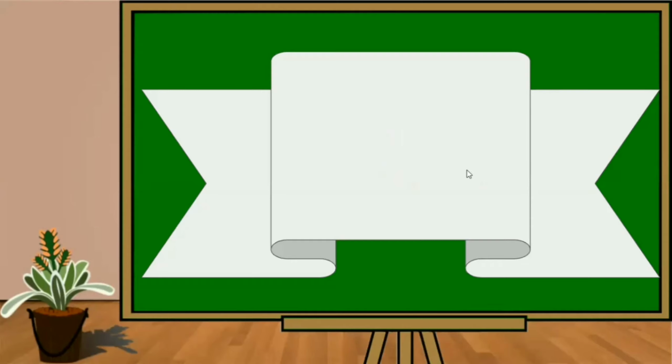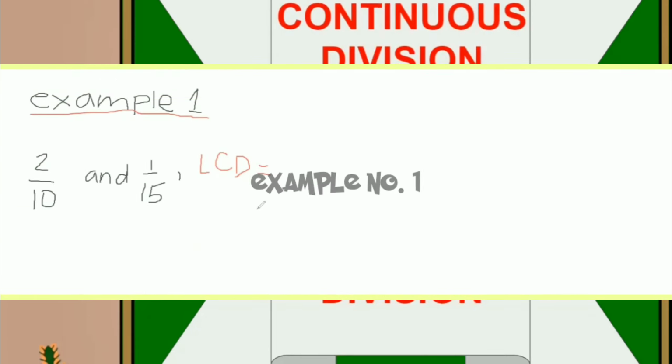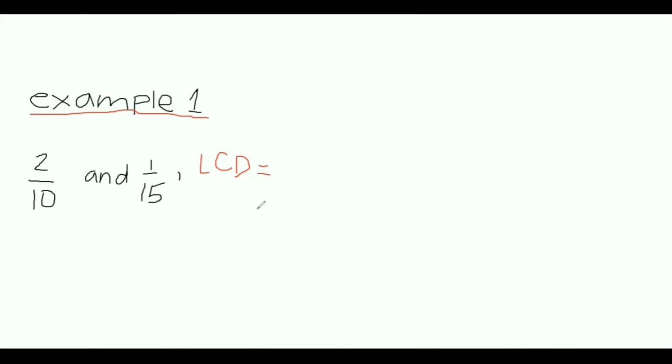Now we proceed to the second way to find the LCD, which is continuous division. Our example number 1 in finding LCD using continuous division ay 2/10 and 1/15. So, paano nga ba yung gagawin natin? So, sundan nyo lang to. So, ikukulong lang natin yung denominator na 10 at 15.